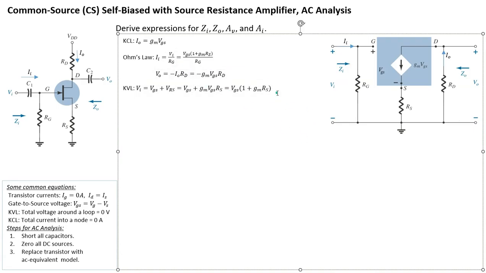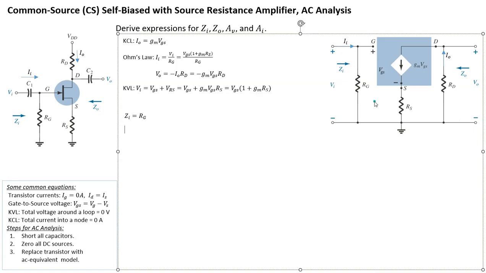So let's work out the expressions for ZI, ZO, AV, and AI. Let's work out the first one, which is ZI. This should be straightforward because for the input impedance ZI, the only thing you're going to see is RG. There's nothing else. This is a break, so there's no current flowing in. Therefore, RG is the only thing that will be seen by the input voltage VI.